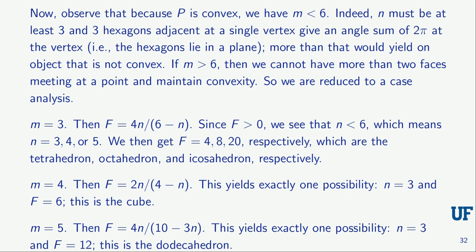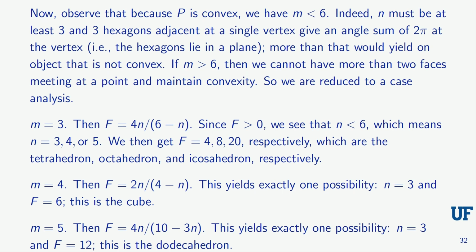Now you can make polyhedra that look like that. You can use heptagons and octagons and decagons and all that, but you'll lose convexity. There's no way to do it, okay? So m is at most 6, but then it also can't be more than 6 either. Okay, so it's a case analysis.